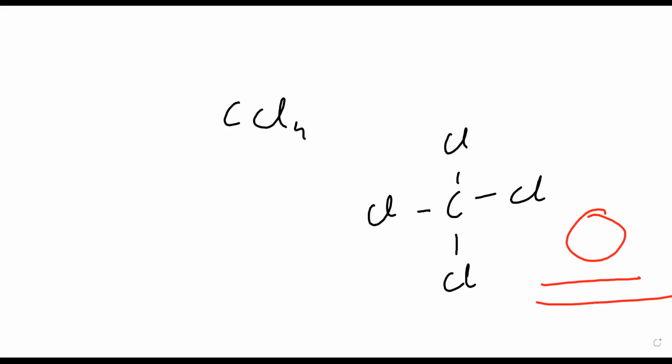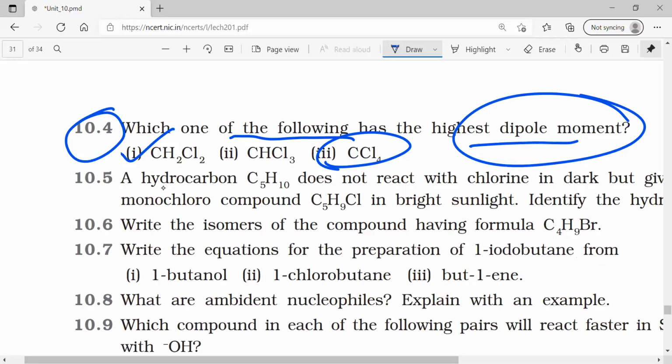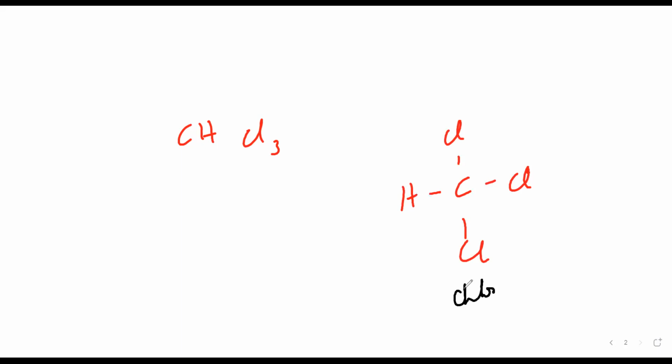But if I take the next one, CHCl3. Let me see. Yes, CHCl3 is there. So if I want to take CHCl3, similarly I'll draw it: C, then Cl, and here I'll draw the vertical Cl, and this is my CHCl3. Correct? So what is this CHCl3 basically? It is chloroform. This is my chloroform.